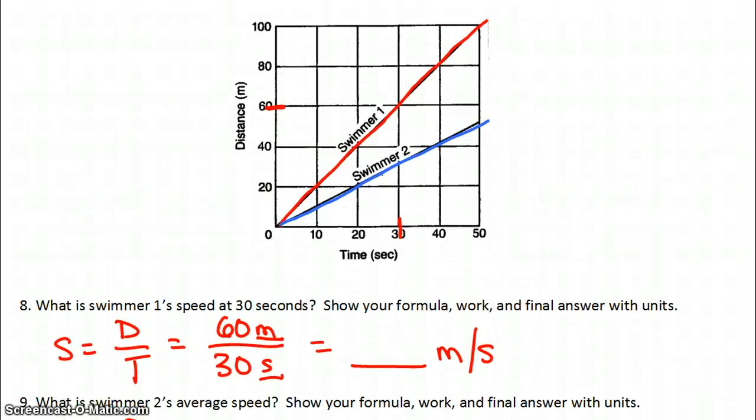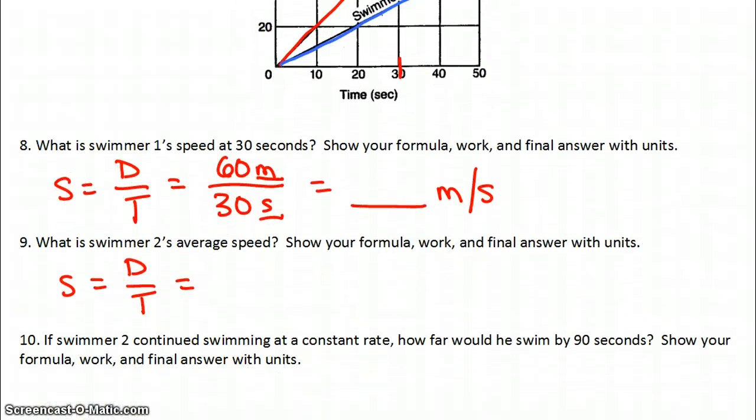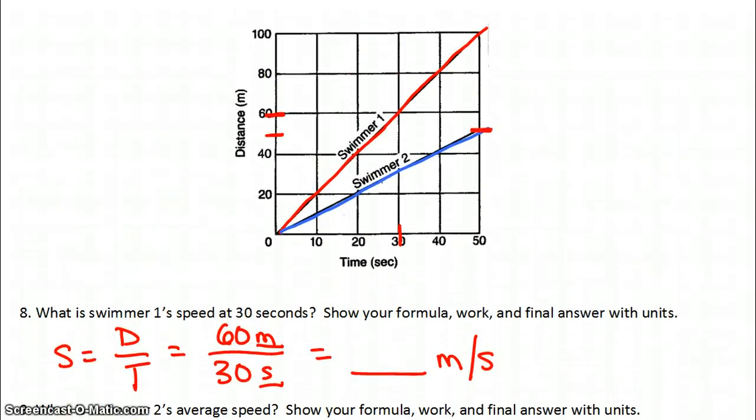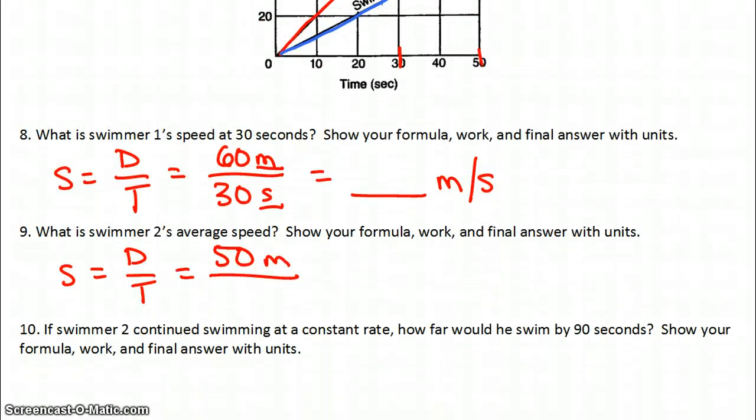How far did swimmer 2 go in the entire time period? Well, that far, which is what? About 50 meters. And what was the total time it took? How long did it take swimmer 2 to make it 50 meters? 50 seconds. So that should be an easy one. Make sure you include appropriate units.